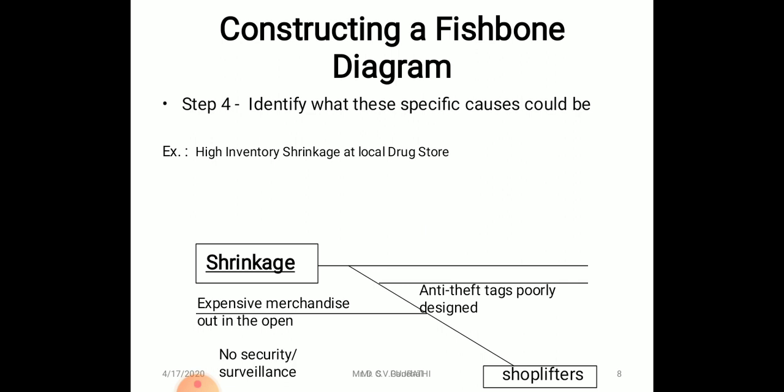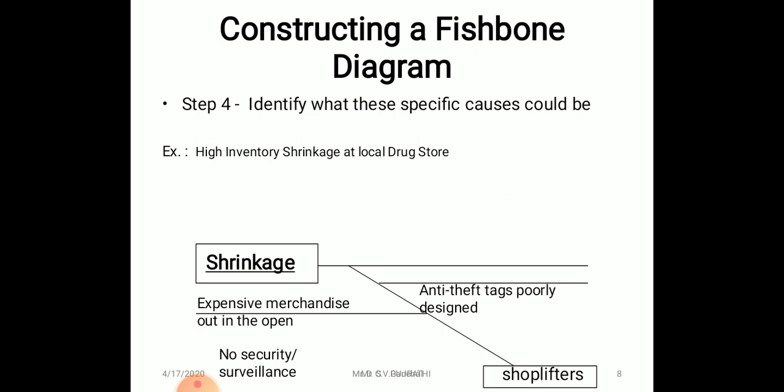Now suppose we first consider shoplifters. Shoplifter is a broad cause. Again, we have to brainstorm or think more on it, and then we find out the specific causes, like maybe anti-theft tags poorly designed, or maybe expensive merchandise out in the open, or maybe no security surveillance. So these three may be the specific reasons. Anti-theft tags poorly designed means people can easily take material from your shop and easily steal it.